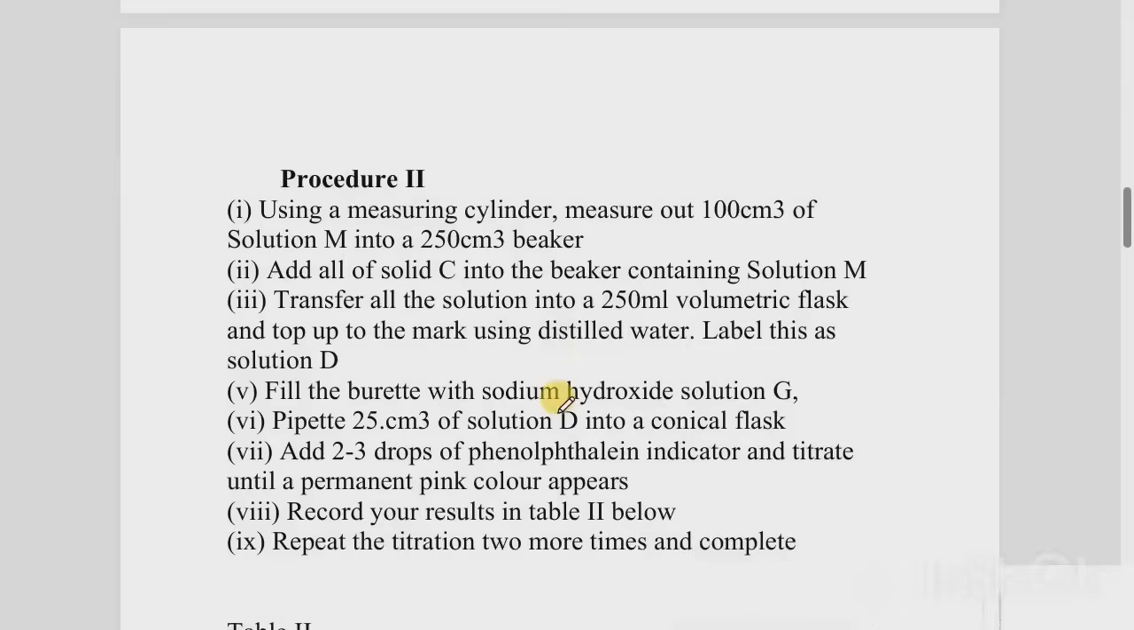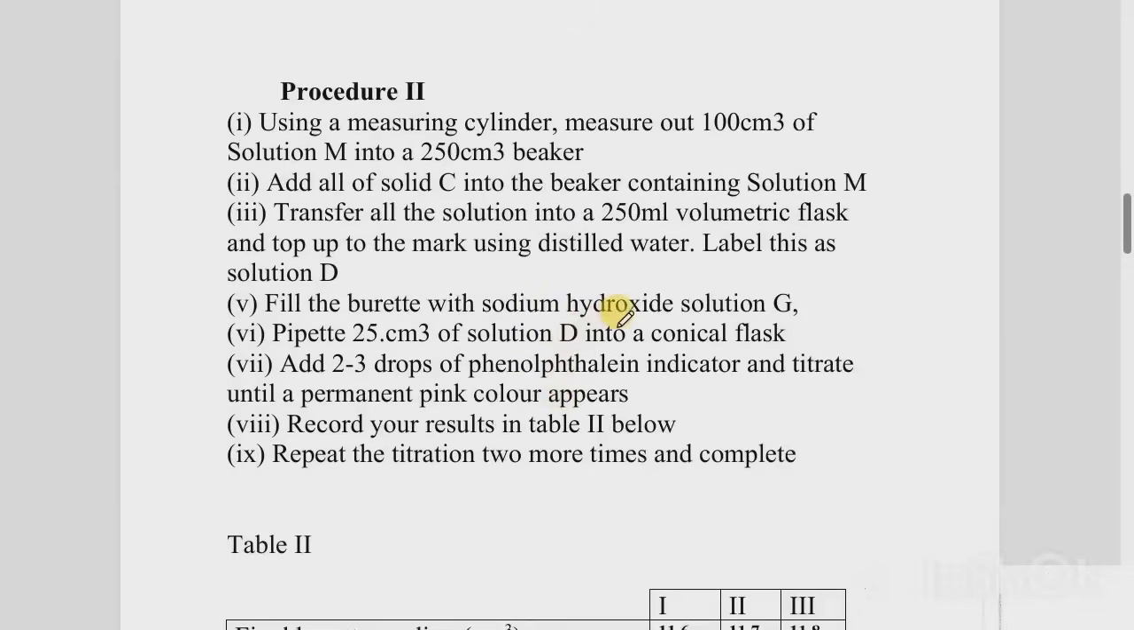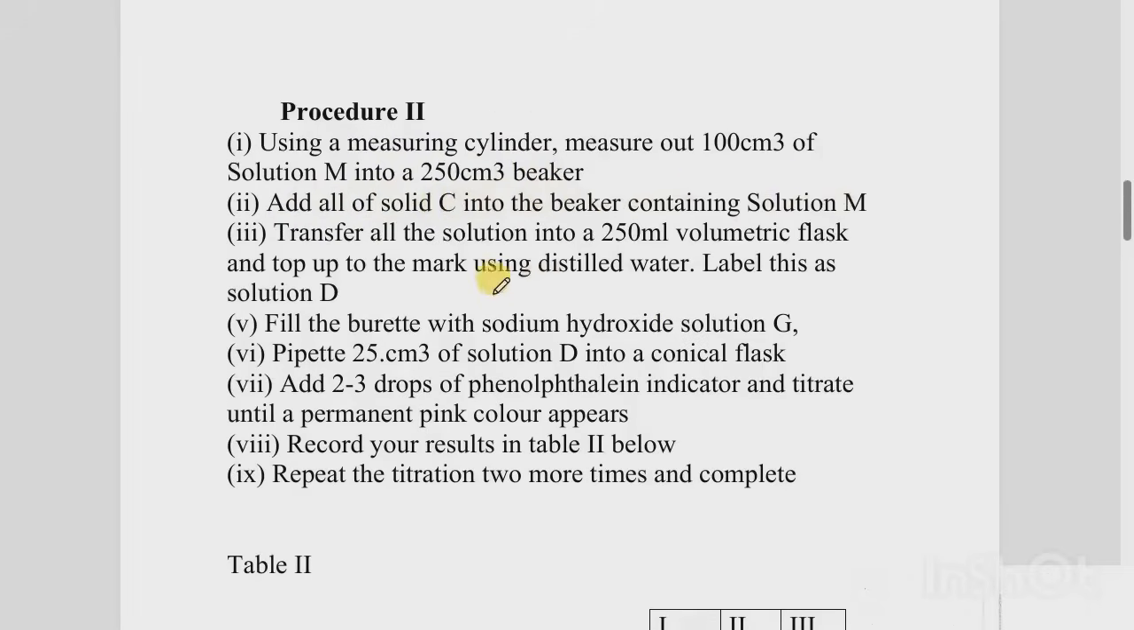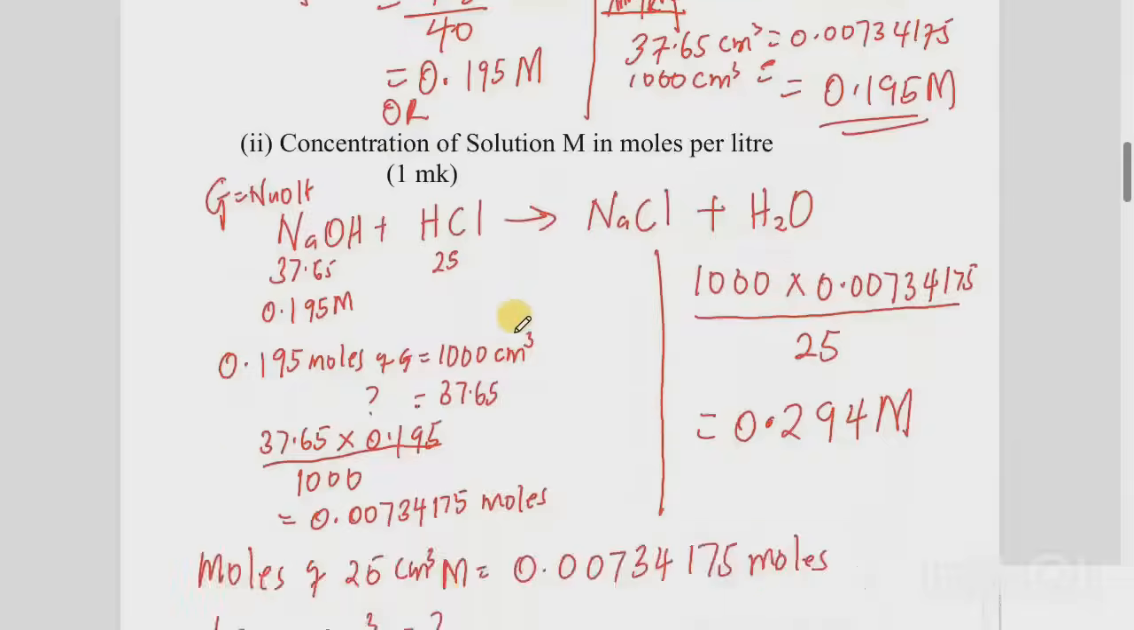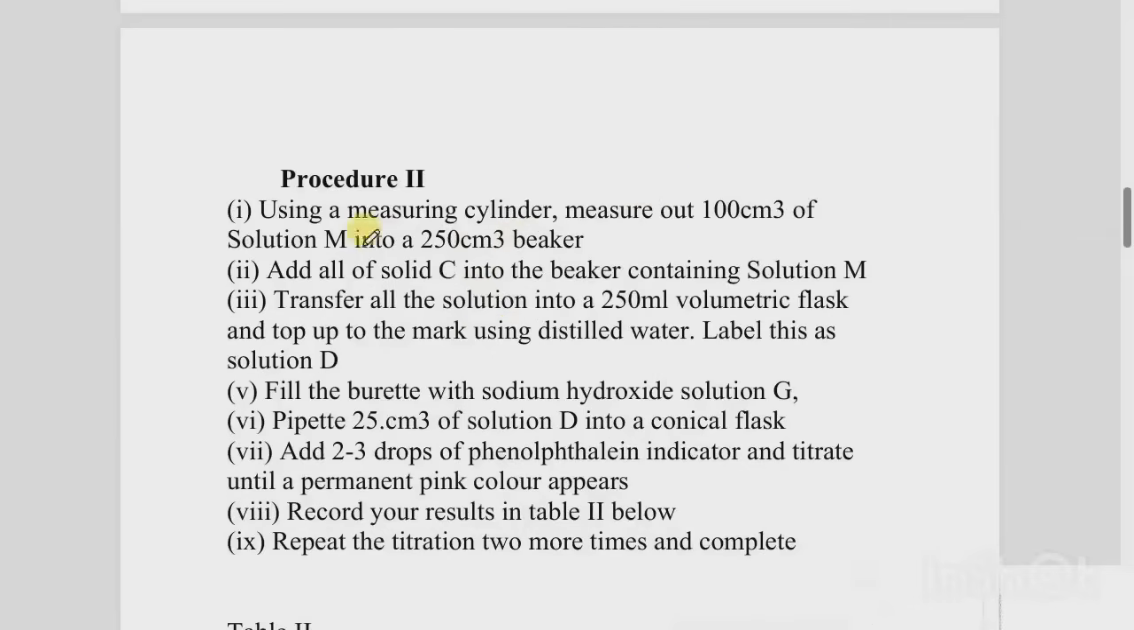Procedure 2: using a measuring cylinder, measure out 100 cm³ of solution M into a 250 cm³ beaker. Add solid C into the beaker containing solution M. Solution M is hydrochloric acid.